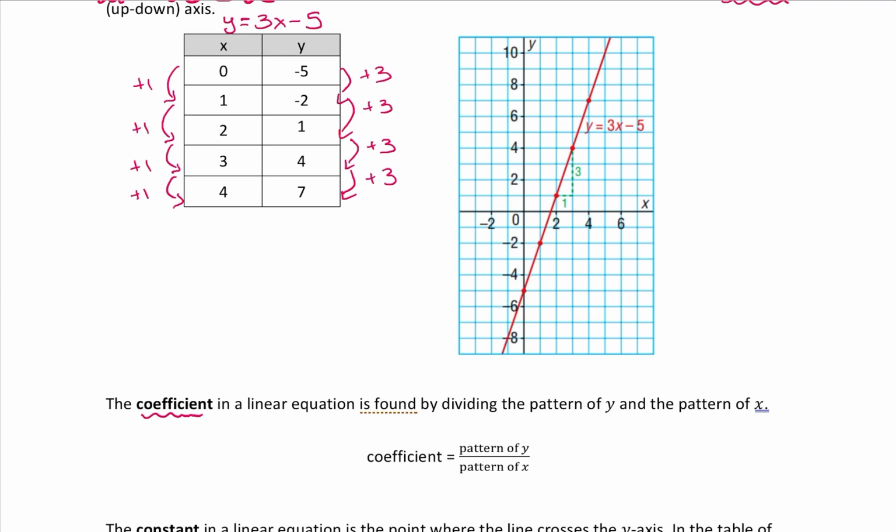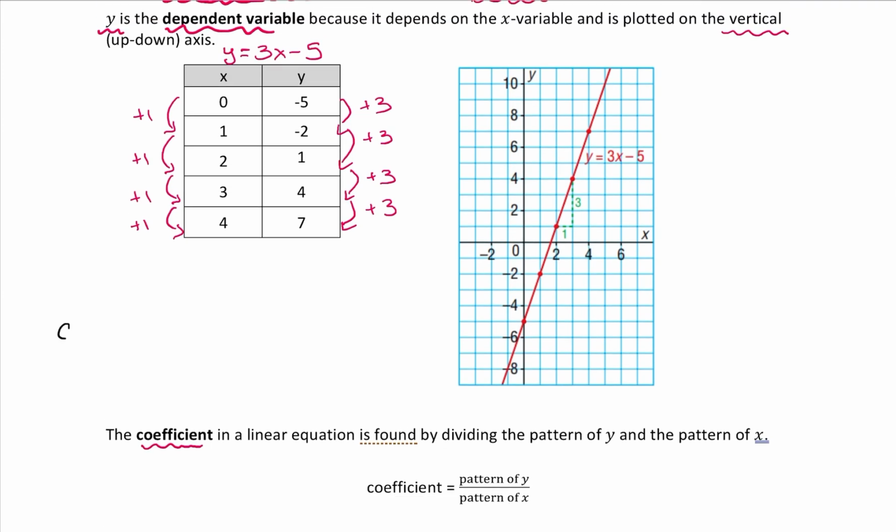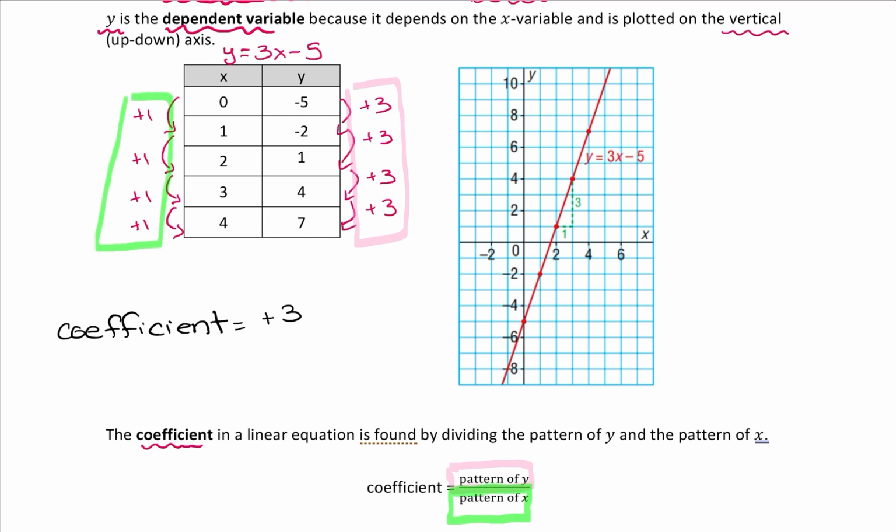So if we look above, if we want to find the coefficient, so we're looking at the table of values, what we're going to do is take the pattern of the y values first. The pattern of the y values is plus 3. So we're going to take plus 3, and then divide it by the pattern of the x values. The pattern of the x values is plus 1. So the coefficient is just 3.